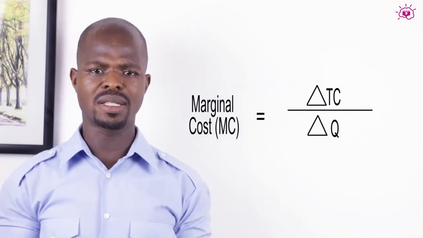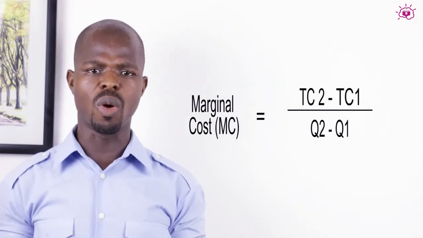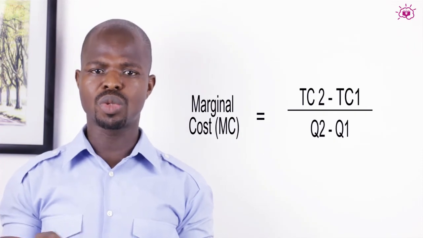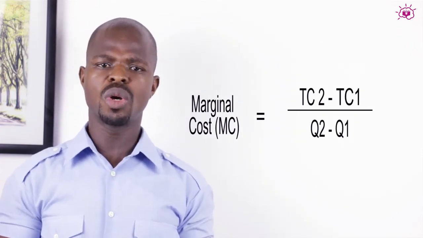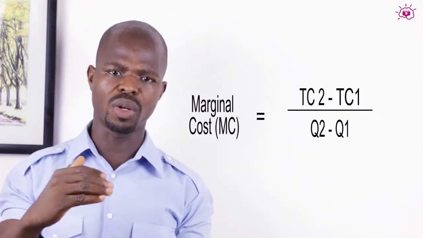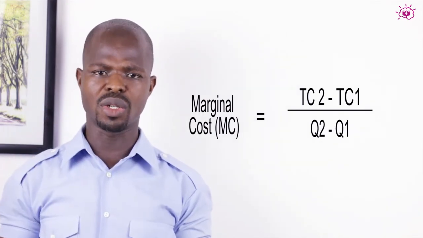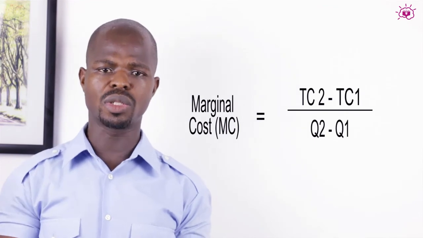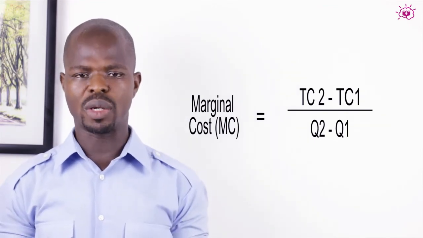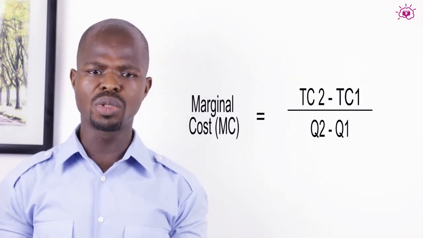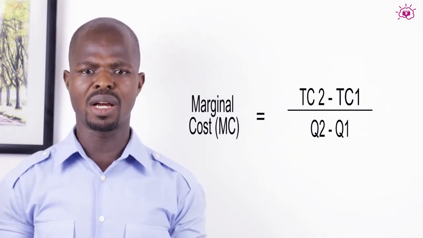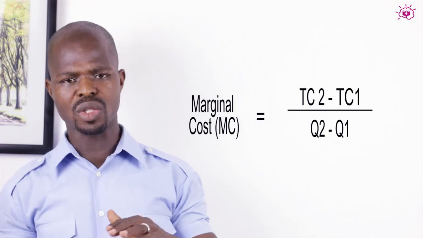We can break it down as TC2 minus TC1 all over Q2 minus Q1. TC2 indicates the new total cost, while TC1 indicates the previous one, the one directly above it. That is the new total cost minus the previous total cost, divided by the new units produced minus the old units produced, gives us the marginal cost. That's it on the various cost concepts.